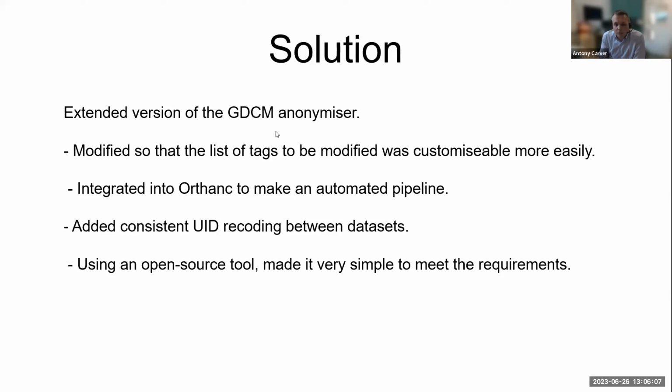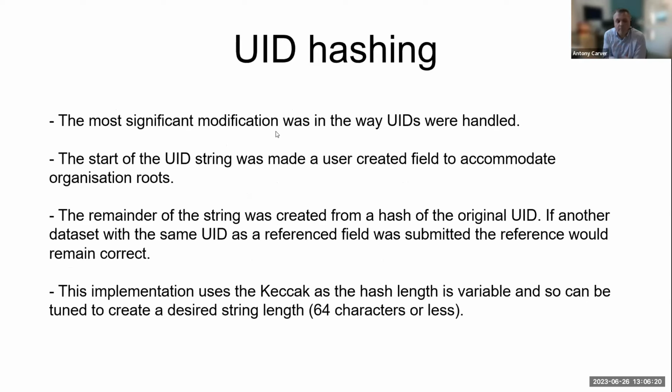And obviously, being an open source tool, it meant that we were able to meet these requirements quite easily, because if it didn't do what we wanted to do, we could make it do what we wanted to do. So as I've mentioned, the key requirement that was the reason we ended up using an open source tool, along with the automated pipeline aspect, was UID hashing.